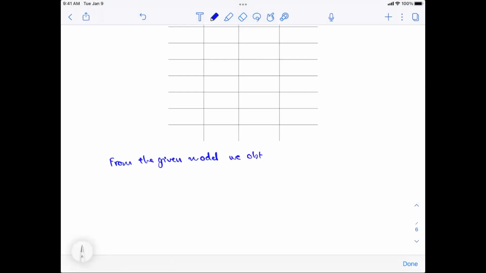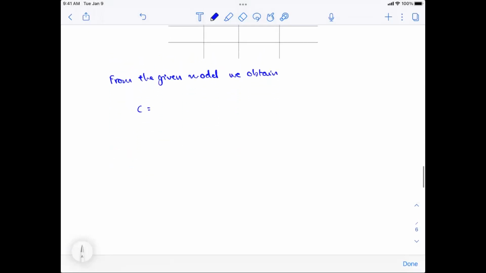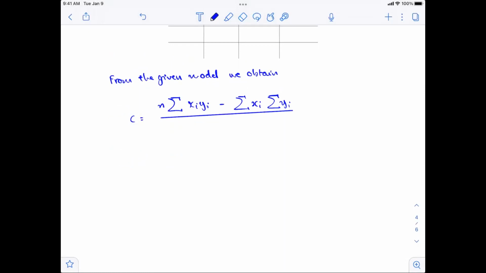We obtain that c is equal to the same as the A value, and c is going to be n times the summation of x sub i, y sub i, minus the summation of x sub i times the summation of y sub i, divided by n times the summation of x sub i squared minus the summation of x sub i altogether squared.